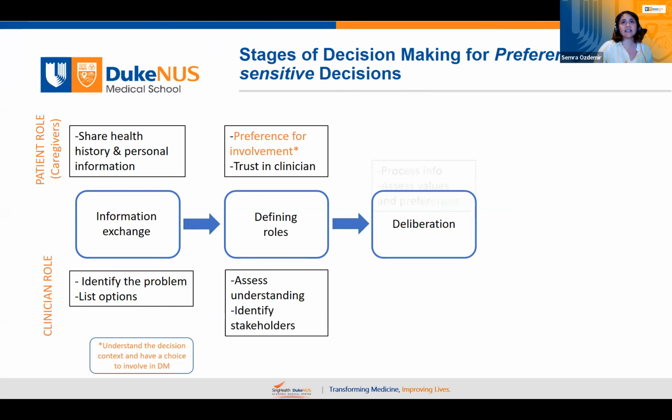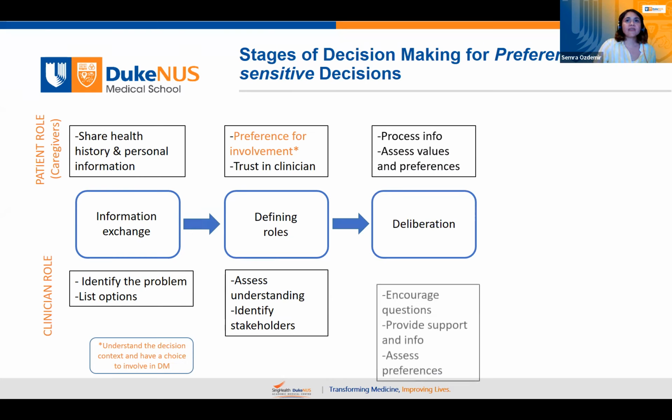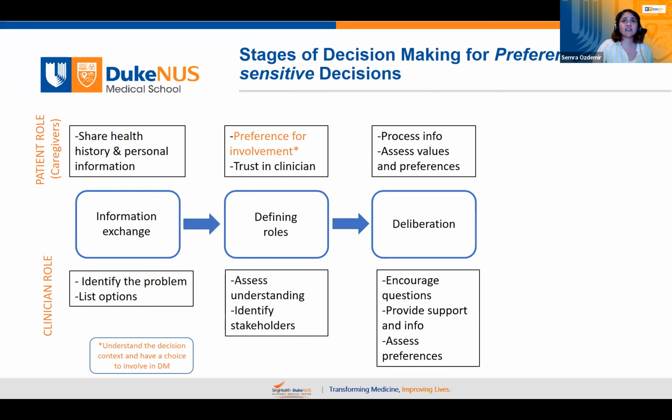And third, we have the deliberation and processing from the patient and caregiver perspective, processing the information and then assessing the values and preferences. Of course, here we're going back to our own original research area: what are the preferences for different care options, treatment options. And then here we have a clinical role, from the clinician perspective, encouraging questions, answering questions, providing support, and then assessing, trying to understand, okay, what does the patient want?